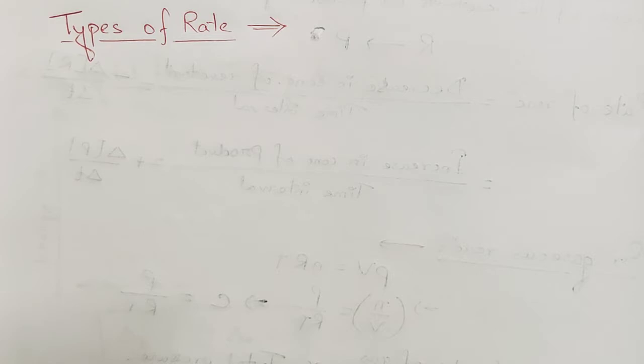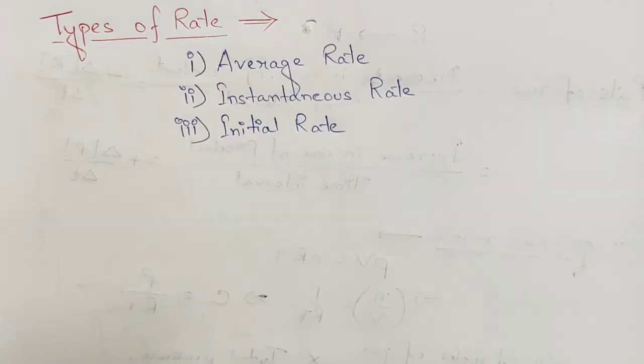So the various types of rate of reaction are the average rate, instantaneous rate and initial rate. First let's discuss the average rate. In the previous class I discussed that the rate of reaction is given by the change in concentration of reactants or products per unit time.